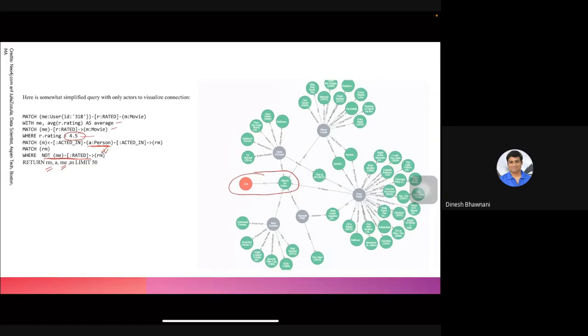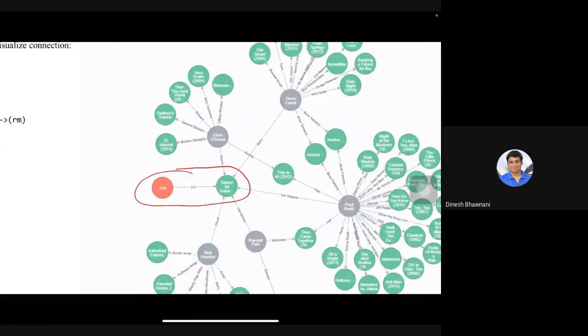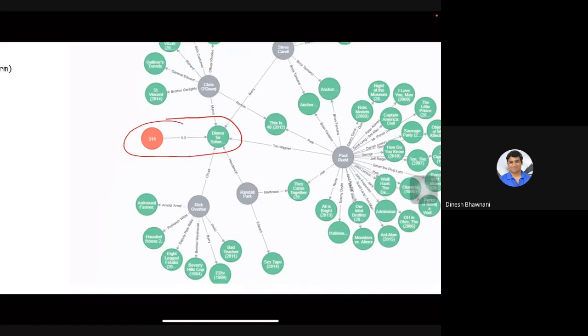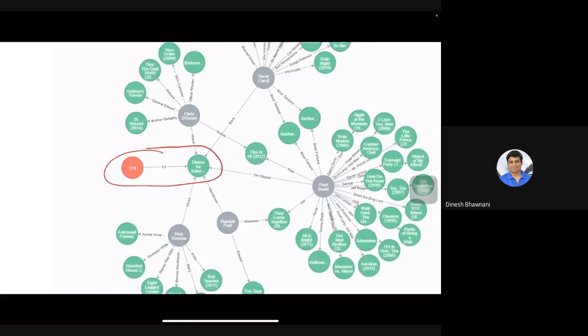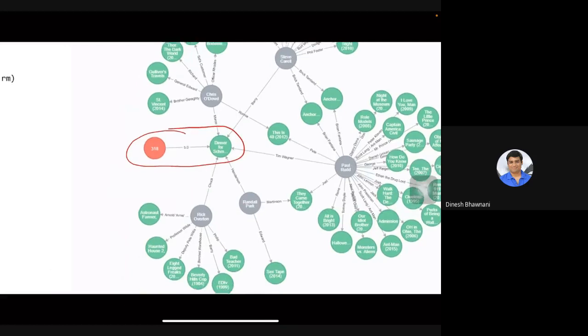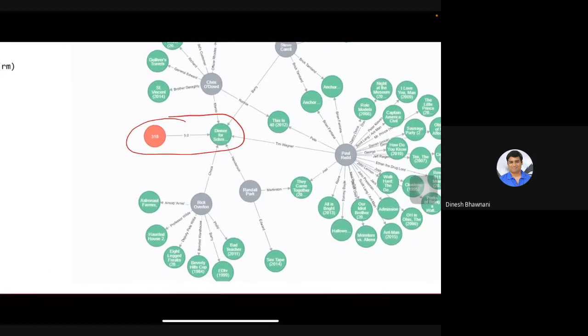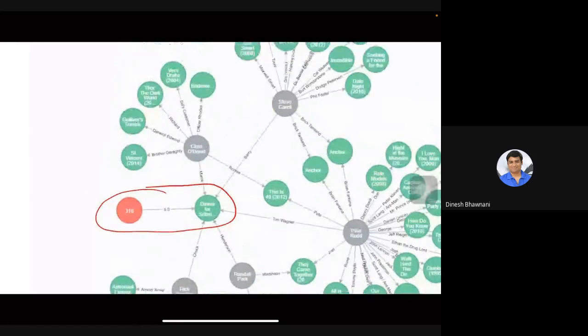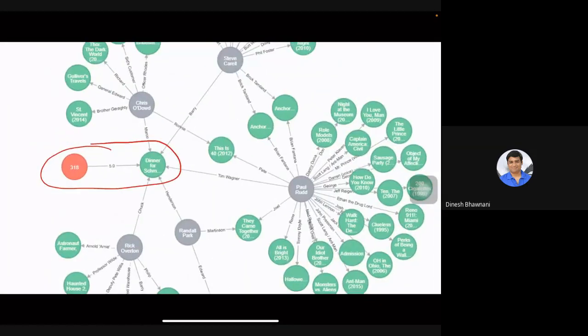Then one of these things we can see, this is a concept you will come across whenever you are looking at recommendations. Sorry, that was Dinner for Schmucks 2010. And you've seen that Paul Rudd, Rick Owens, and all these guys. Paul Rudd particularly, he has done more movies than others. Randall Park, we can leave aside, he has only done one more movie. Similarly, you can put your own hypothesis, thumb rule.